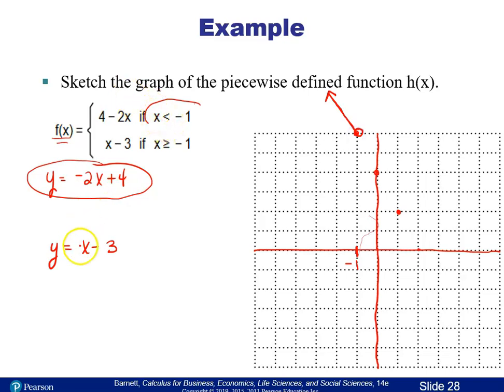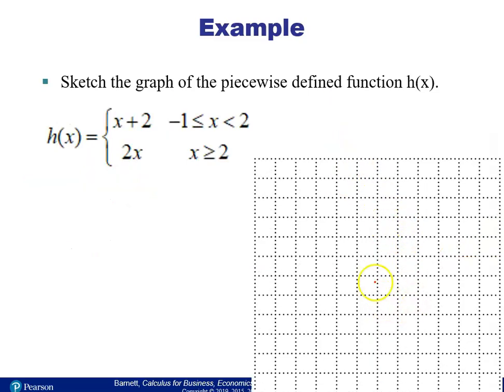This next one has a y-intercept of negative 3. I'm going to go up 1 over 1 because it has a slope of 1. And this is true for x is greater than or equal to negative 1. So that's going to be down here with a closed dot. We'll connect these. Okay, and so that would be our graph. So we'd have this little piece up here, and we'll have this little piece down here. We would not have these 2 points here.